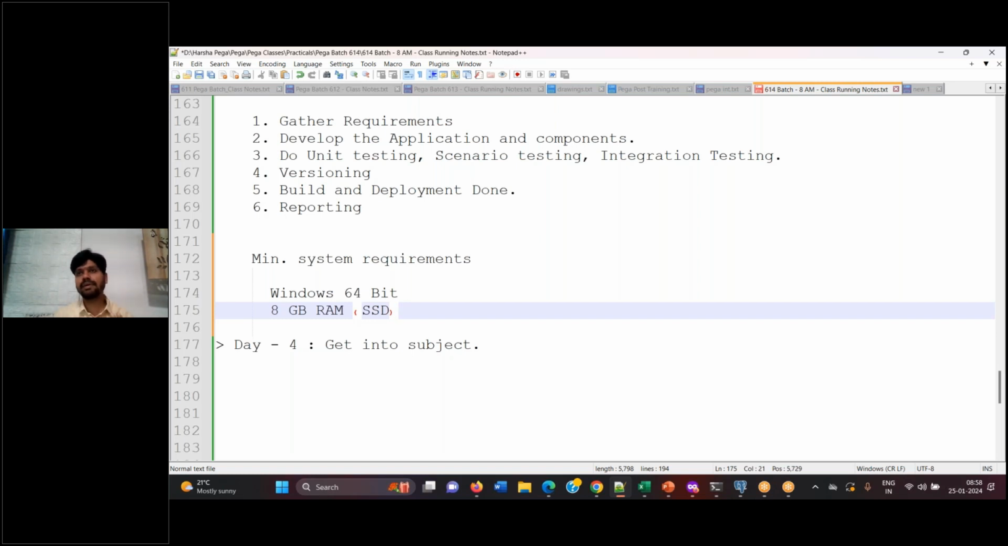If you already have an SSD laptop but with 4 GB, try to run it, and if it's not working, extend the RAM. They will do it for you in the hardware shop in a minute. So: Windows 64-bit, 8 GB RAM, SSD. I think that's it, nothing else. These are the requirements. With a Mac operating system you cannot install it, not possible at all. A Windows laptop is a must.